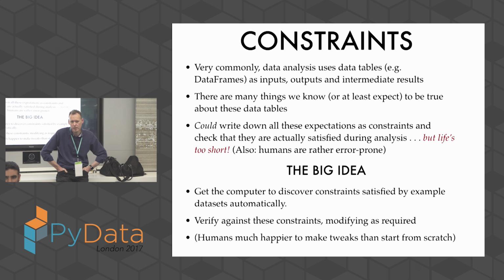Life's too short. So the big idea with the constraint stuff is instead of us writing down the stuff, let's get the computer to figure out what constraints are true about one or more specific data sets that we use. And these can be input data sets, these can be output data sets, or they can be both. And ideally it should be all. We should be doing this at all stages through the analysis. Let it write out a set of constraints that were true of the data we built the process on, and then check whether they're true.